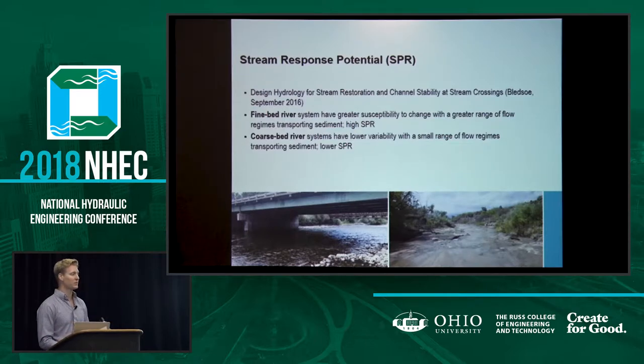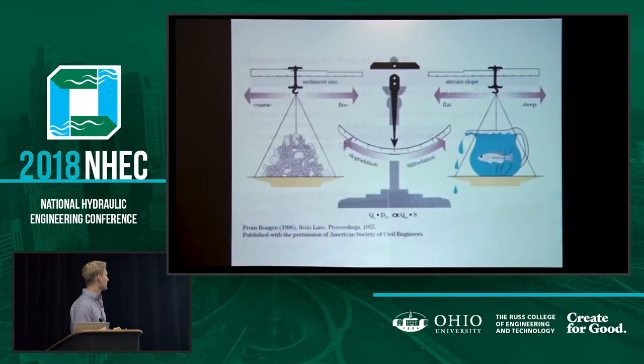The inverse is a coarse bed system, where that stream response potential is reduced because the range of flows that affect how particles are mobilized is reduced. You may not see entrainment at bankfull discharge. It may take up to a 5-year storm in that case. So there's a little less variability with that system. Also tied to this is your watershed hydrology. Is it ephemeral, perennial, flashy, slow-moving storms? These are all ways to start thinking about your project, how you're changing things, and how the system is going to respond and change.